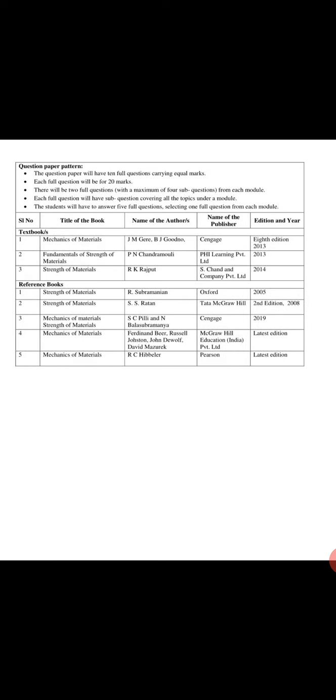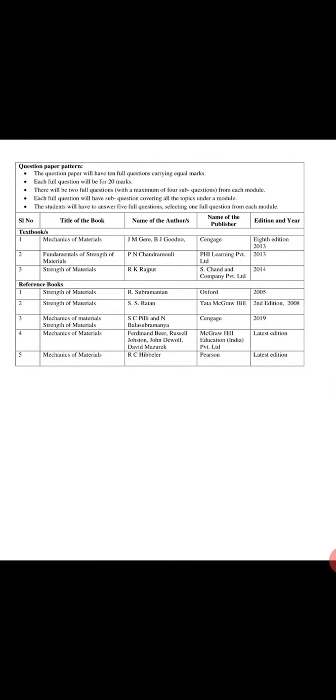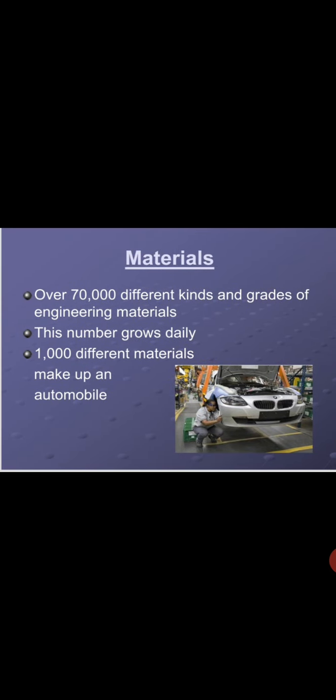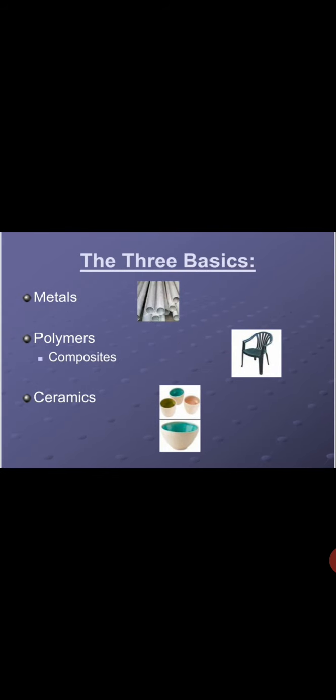So now we will have some introduction. Since the subject is about mechanics of materials, first we will have some introduction of materials. So there are already over 70,000 different kinds and grades of engineering materials, and this keeps on increasing with the research. And about 1,000 different materials make up an automobile. So basically there are three types of materials. One is metals, second is polymers or composites, third is ceramics.